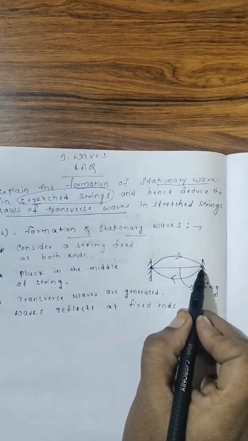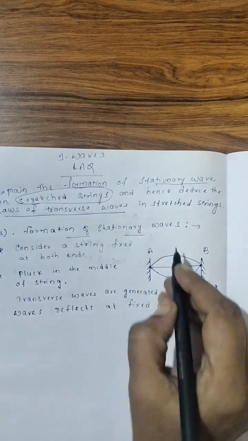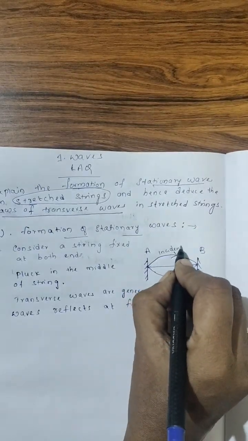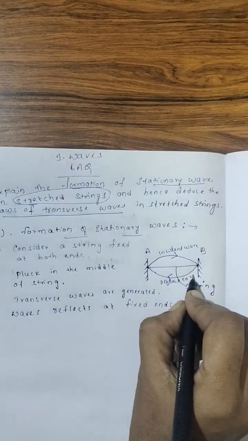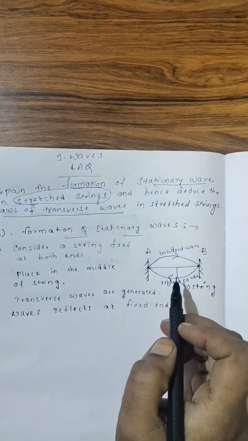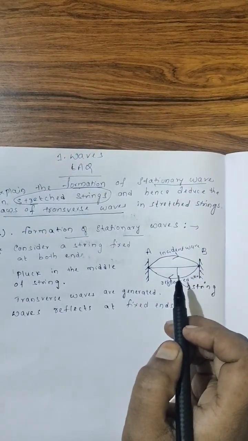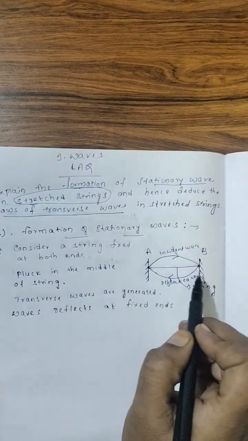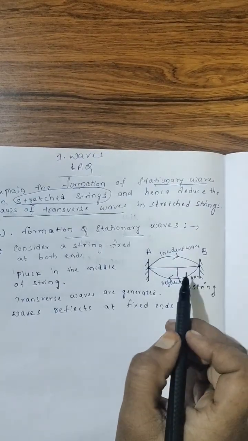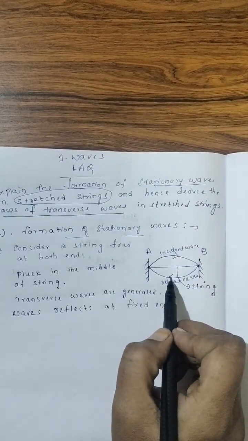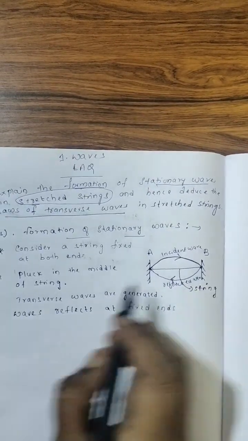This is in this direction. Let us assume A to B, and this is from B to A, the reflected wave. This is the incident wave, and this is the reflected wave. See how they are moving opposite to each other. And they are traveling along the same string only, we are not changing any string. Okay, so now see, these two waves combine and form a stationary wave. This we call stationary waves.